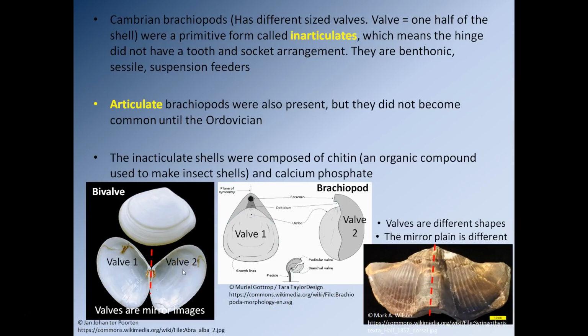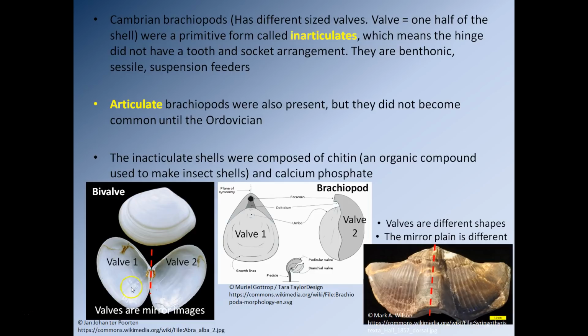Now, the brachiopods that formed have this design. So they have two valves, top and bottom valve, and the brachiopods that formed during the Cambrian were referred to as the inarticulate brachiopods. So what does that mean? Well, when we're discussing brachiopods and bivalves for that matter, we have to think about the hinge region. So this region right here where the two valves meet.